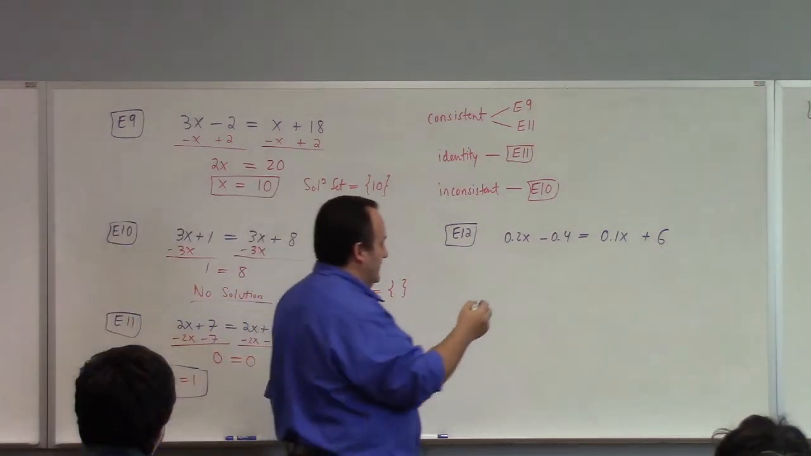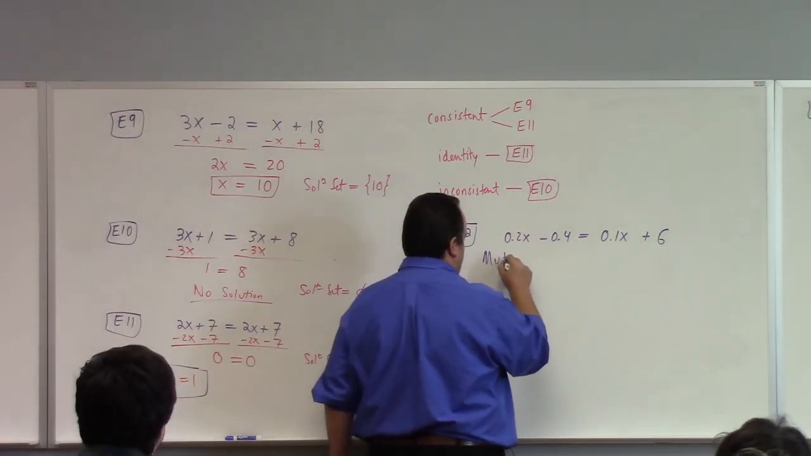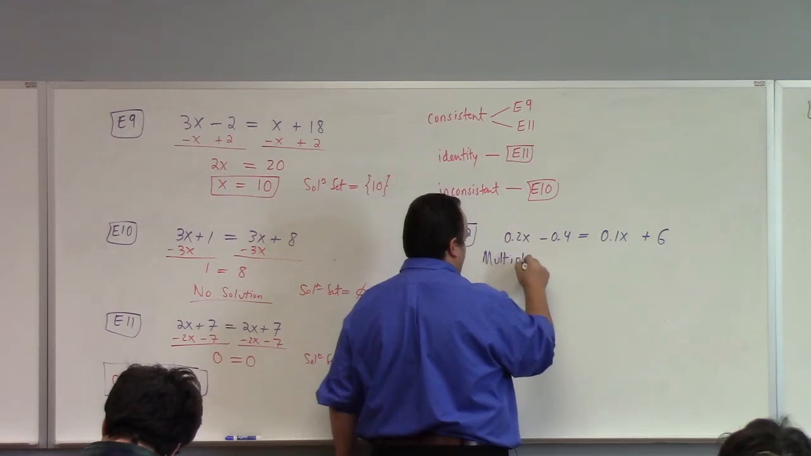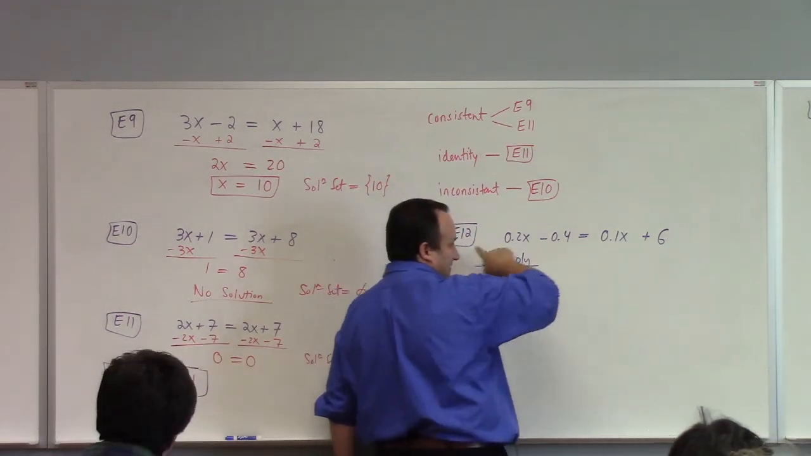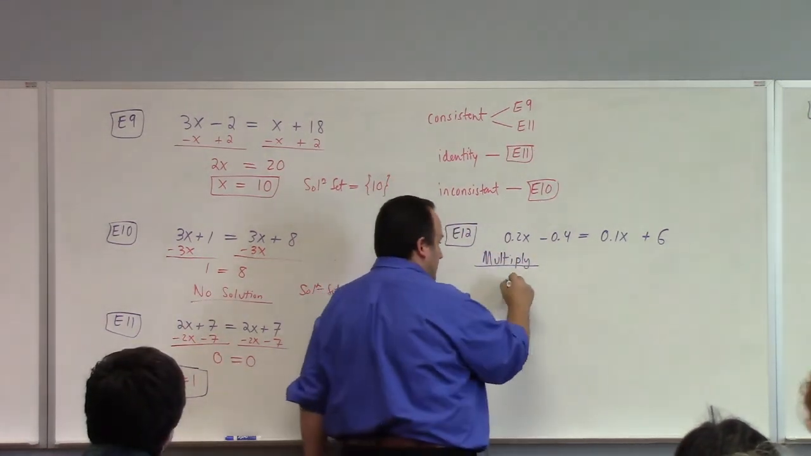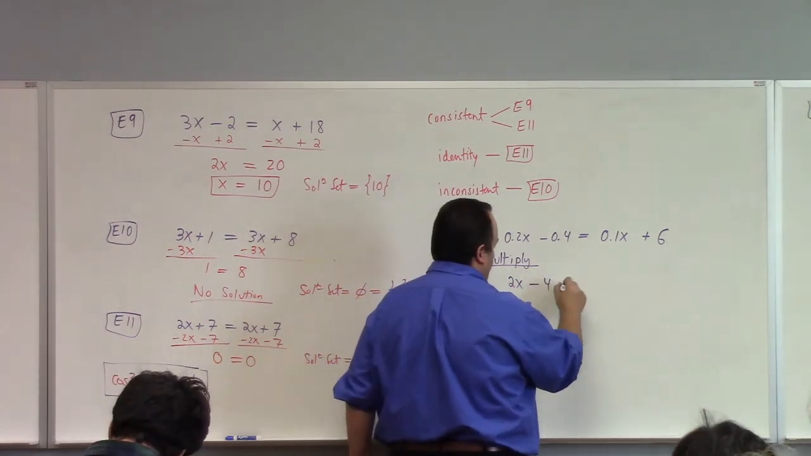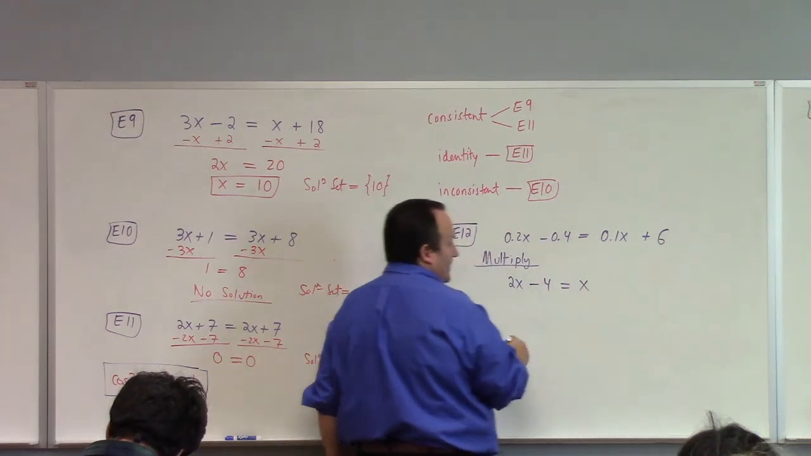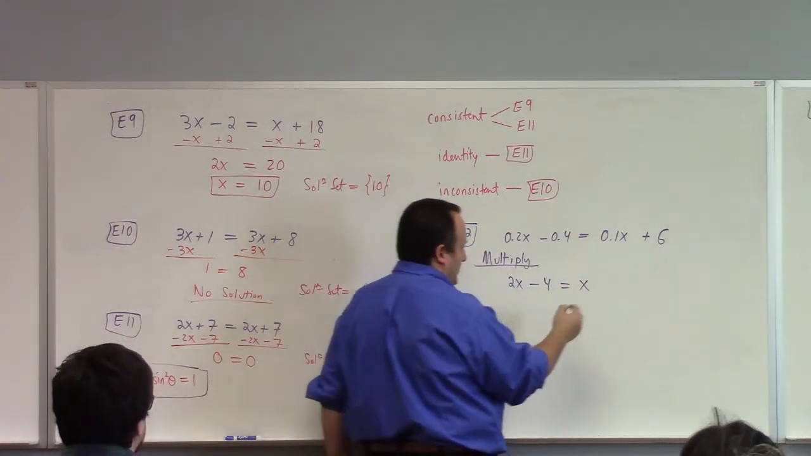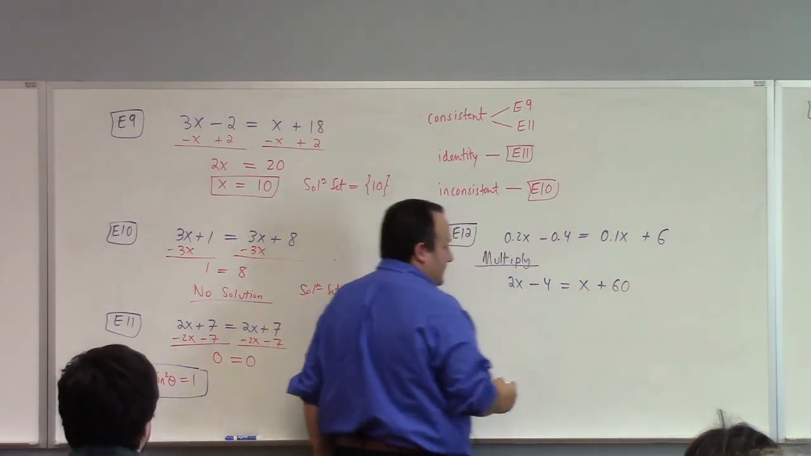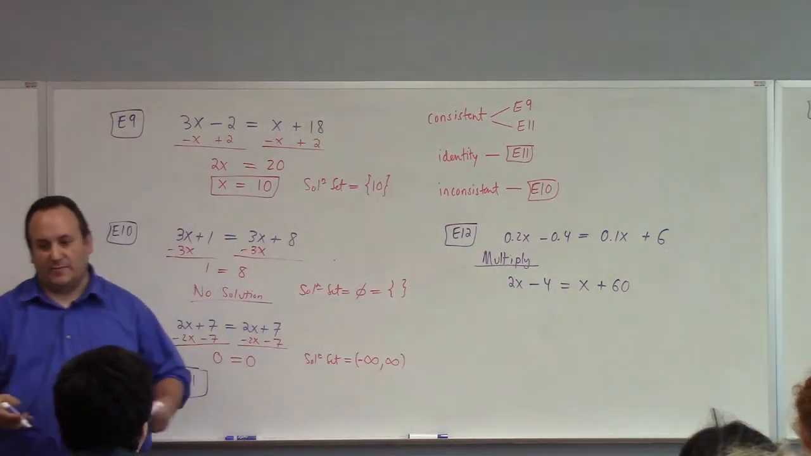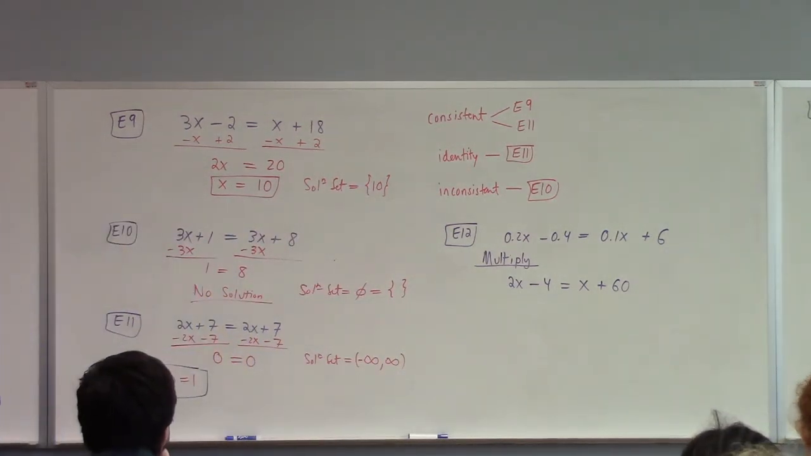Multiply by 10 is a very helpful suggestion, yes. Why? Because we hate fractions, right? Well, we hate decimals. So multiply by 10. 0.2 times 10 is 2. 0.4 times 10 is 4. 0.1 times 10 is 1. 6 times 10 is 60. And now we have a problem which doesn't look so ugly, right?